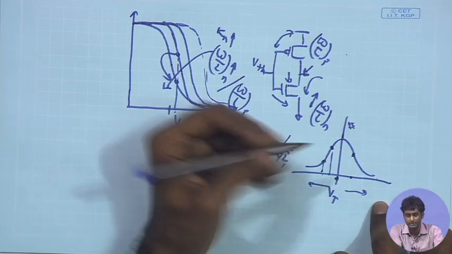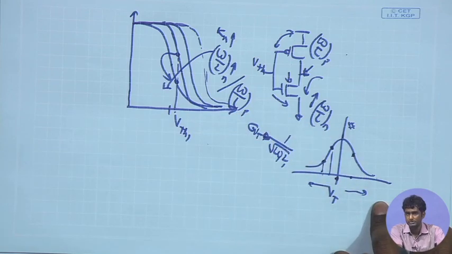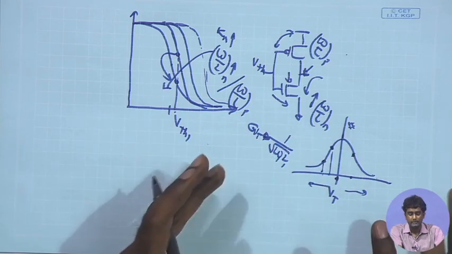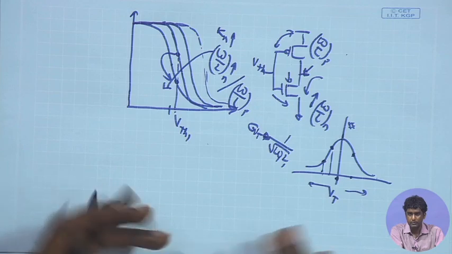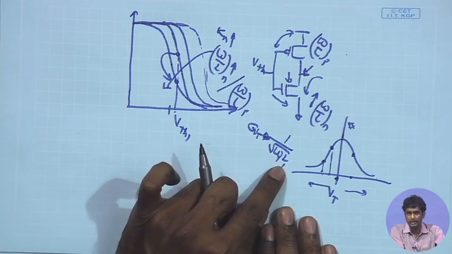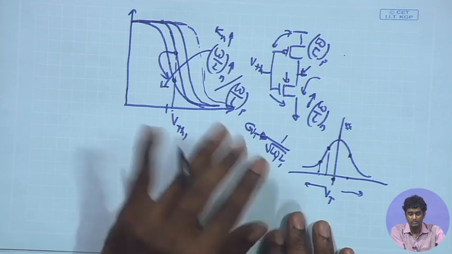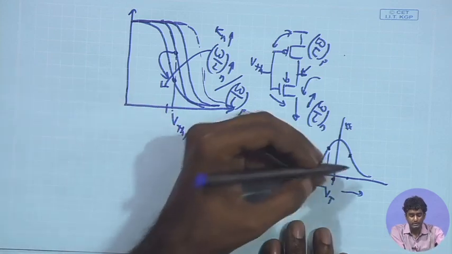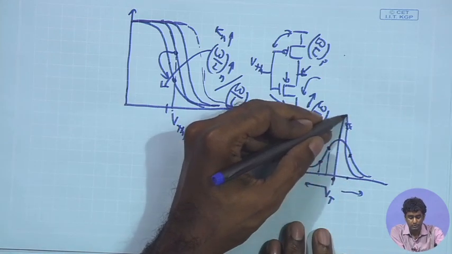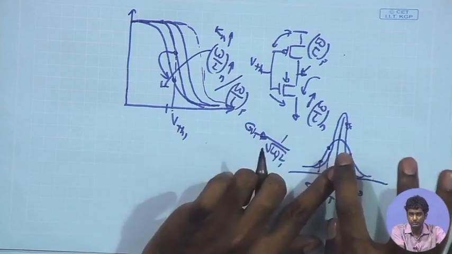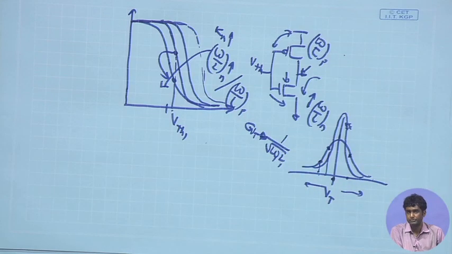This is a nominal VT that I expect, and along that you have a Gaussian distribution. If I take another 100 MOSFETs which have a W by L, say, 4 times larger, in that case the distribution, or the sigma of the distribution, also becomes sharper, and the distribution becomes smaller. That means the spread in the VT becomes smaller.